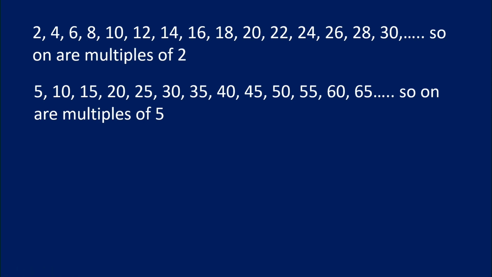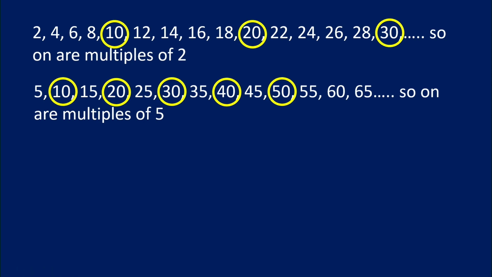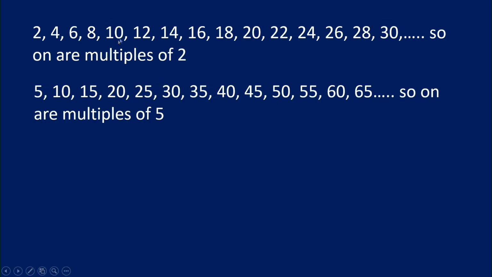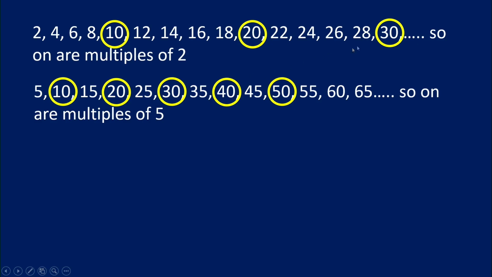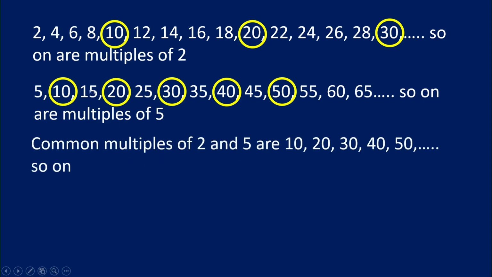Now I am showing on the screen. Look at these numbers. 10 is existing here, like that next 20, next 30, next 40, next 50. The next common multiple is 60 and the next is 70. Like that, common multiples of 2 and 5 are 10, 20, 30, 40. We can write so many multiples like this.